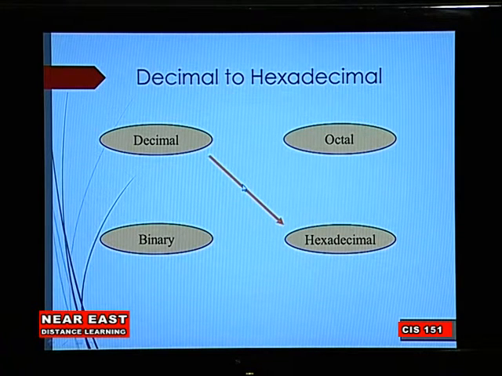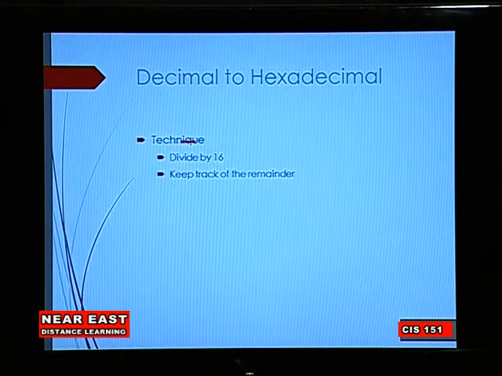Next step, we're going to show you now how to convert decimal to hexadecimal. This technique is very easy as well. The technique is to divide by 16, and we keep the remainder. So it's the same thing as with the octal, but we divide by 16. The octal we divided by 8, which is the base of the system. Now for hexadecimal we divide by the base 16.